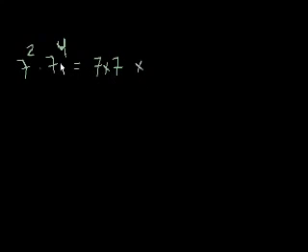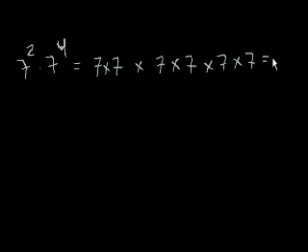If I said 7 squared times 7 to the fourth, well, that equals 7 times 7, that's 7 squared, times, and now let's do 7 to the fourth, 7 times 7 times 7 times 7. Now we're multiplying 7 by itself 6 times, so that equals 7 to the sixth. So in general, whenever I'm multiplying exponents of the same base, that's key, I can just add the exponents.